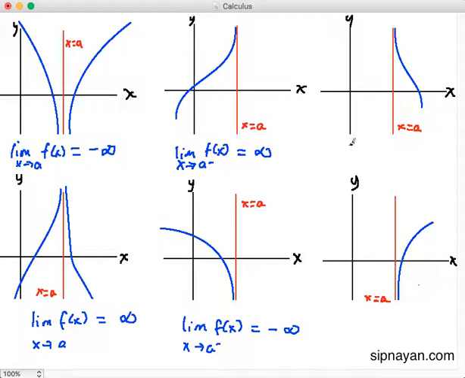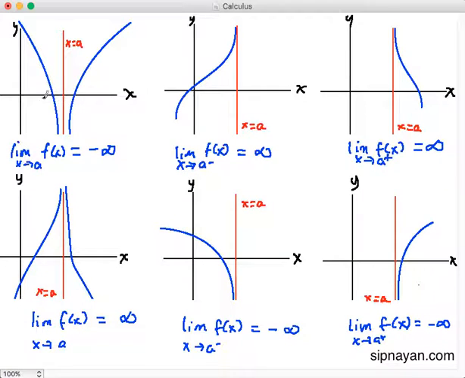What about this one? From the right naman to. X approaches a from the right. The limit of f of x as x approaches a from the right, may plus siya, equals positive infinity. And the limit of f of x as x approaches a from the right plus, pababa naman siya, this is negative infinity.